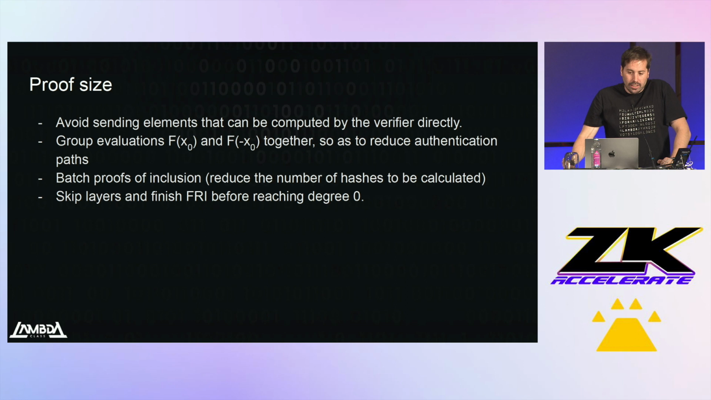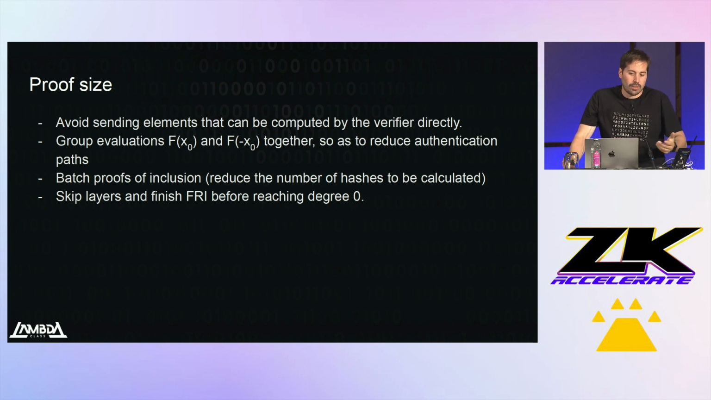Finally, regarding proof size, there are some optimizations that avoid sending elements that can be directly computed by the verifier from information the prover already has to send. Another thing we saw is that in the case of the Stone prover, we have to send 2 evaluations per query from every layer. And if we group both evaluations in the same branch, then we reduce the amount of authentication paths that we have to send.